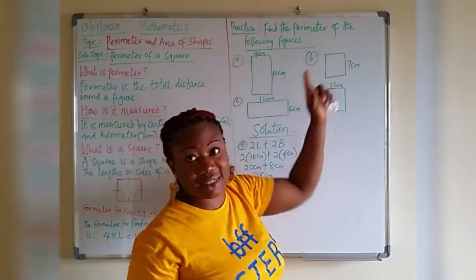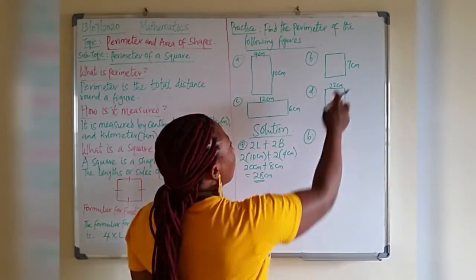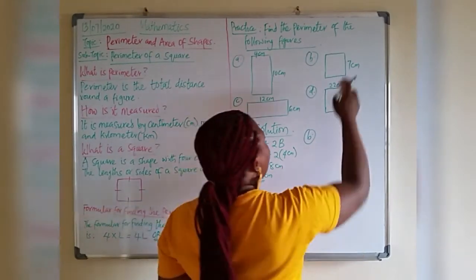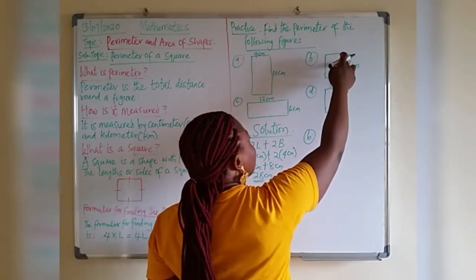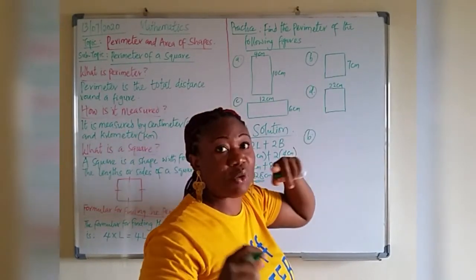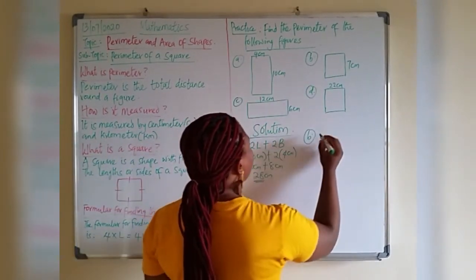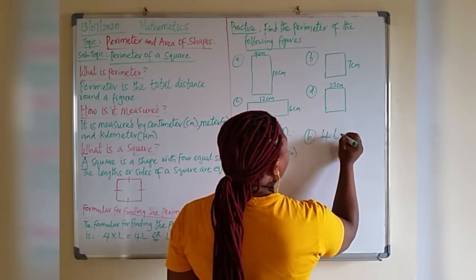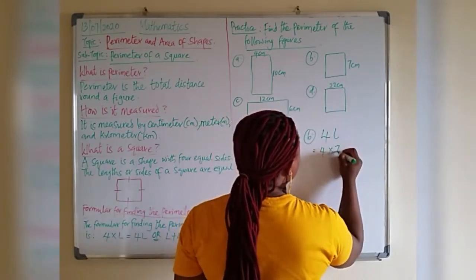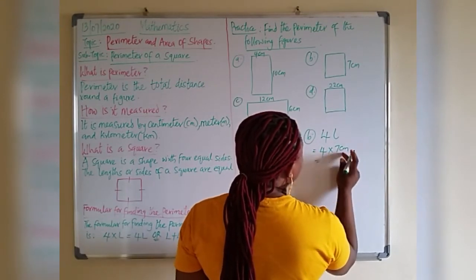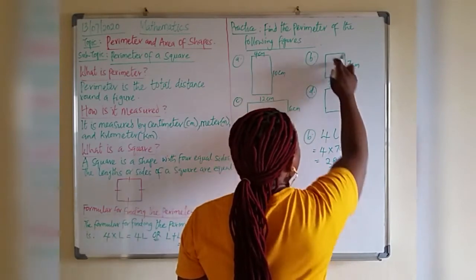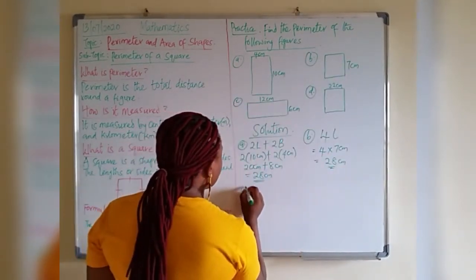Now, for our B, the second figure is actually a square. And we are told that if all sides of the square are equal, that means we are given one side here to be 7 centimeters. It means that every side there will be what? 7 centimeters. And the formula for finding the perimeter of a square is 4L. So we have 4 times our L being 7 centimeters. 4 times 7 is what? 28 centimeters. So that's the perimeter of this square. Now C.